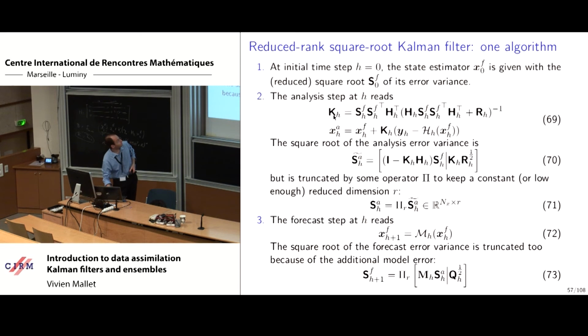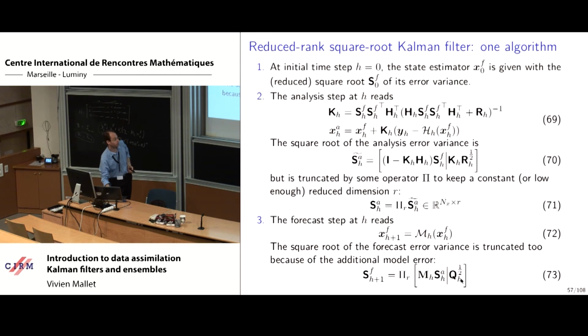Okay, so at the end of the analysis part, you compute the analysis as usual, but then you make some operation here to make sure that you remain in low dimension for the square root of the error variance on the analysis. Okay. And then you forecast, okay, there is an error here. You start from XA, of course, so you forecast from the analysis. And for the square root of the forecast error variance, you just propagate the SA, as seen at the bottom of the previous slide.